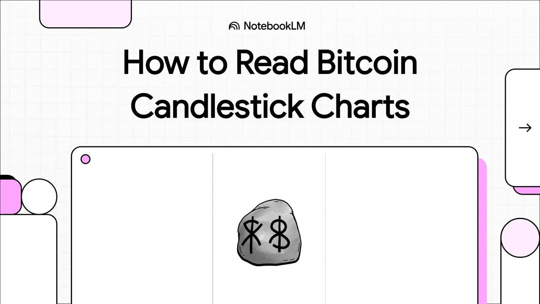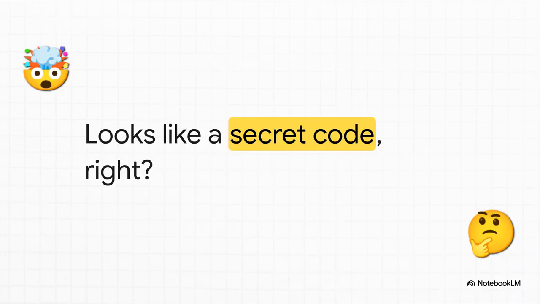Have you ever pulled up a Bitcoin chart and just felt overwhelmed? It's this flashing wall of red and green bars that looks more like a secret code than anything else. Well, today, you're going to get the key to that code. I mean, seriously, it feels like it's designed to be intimidating.